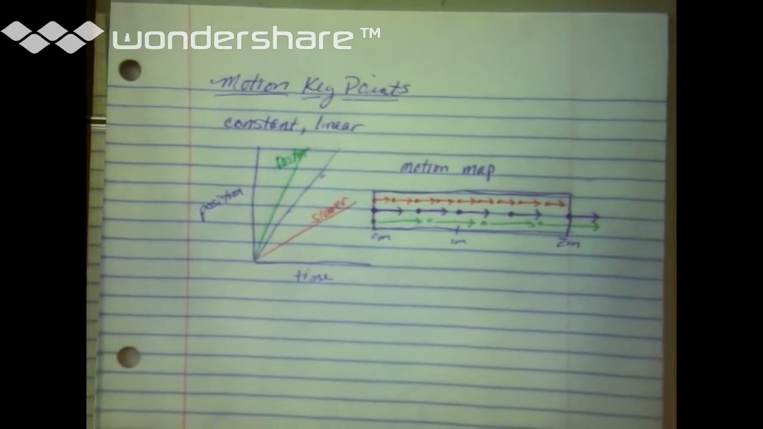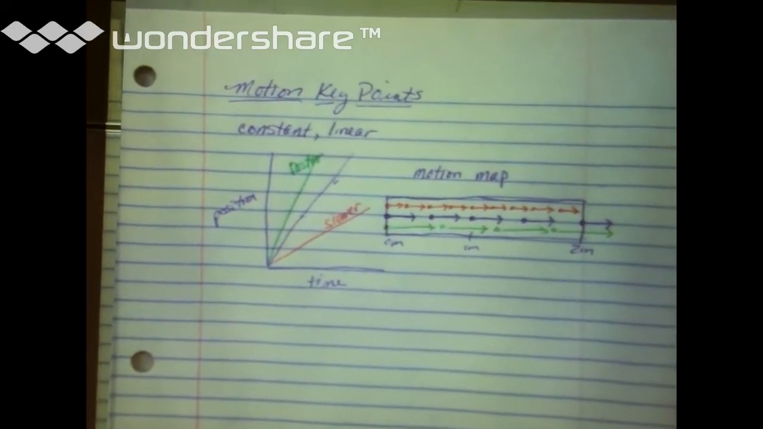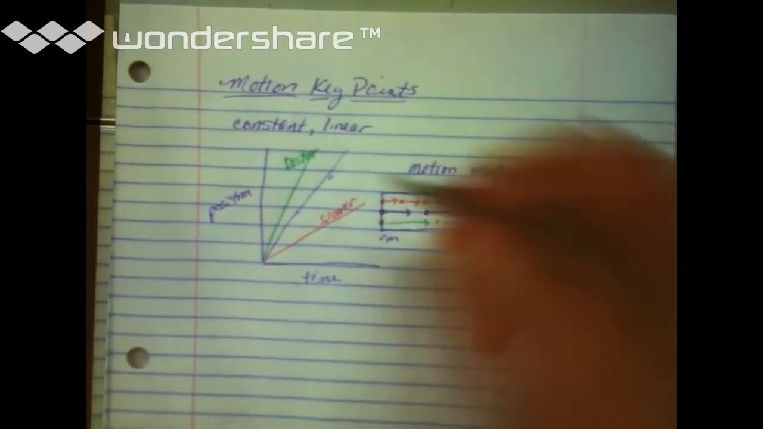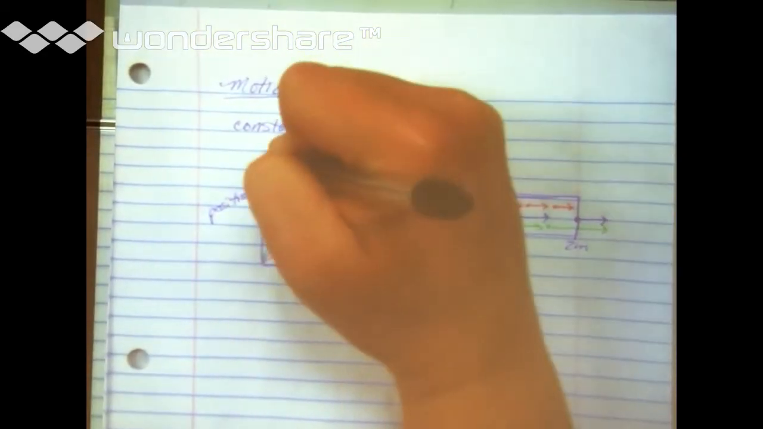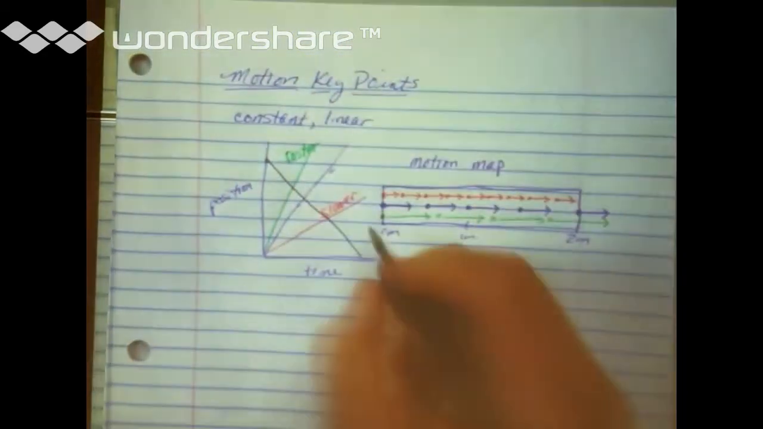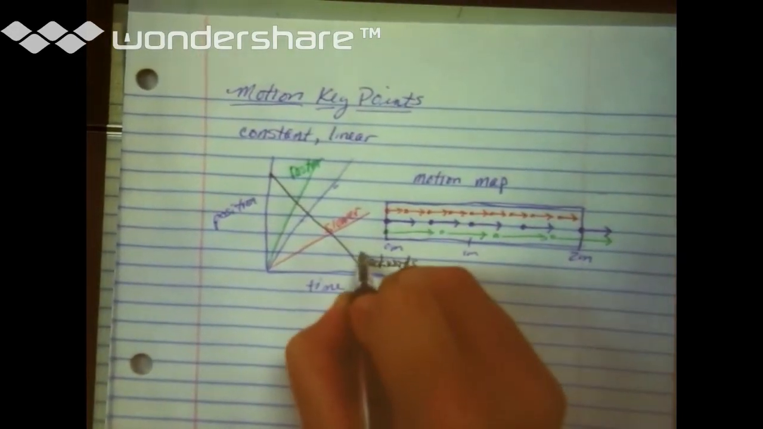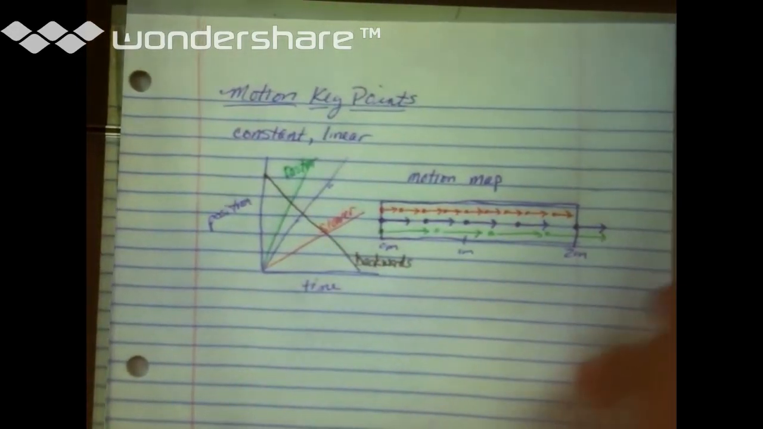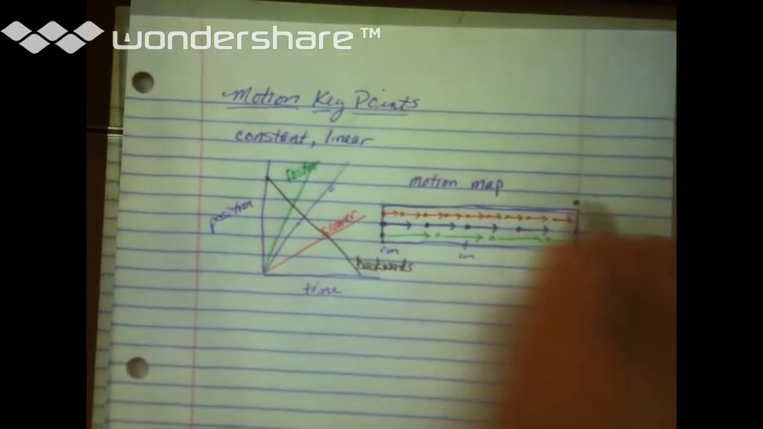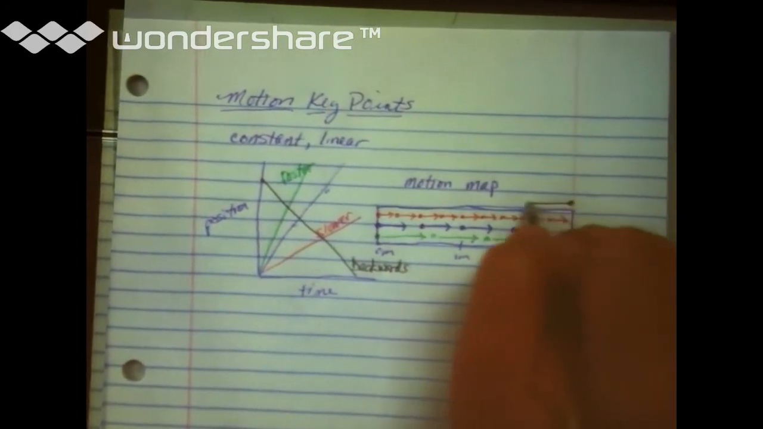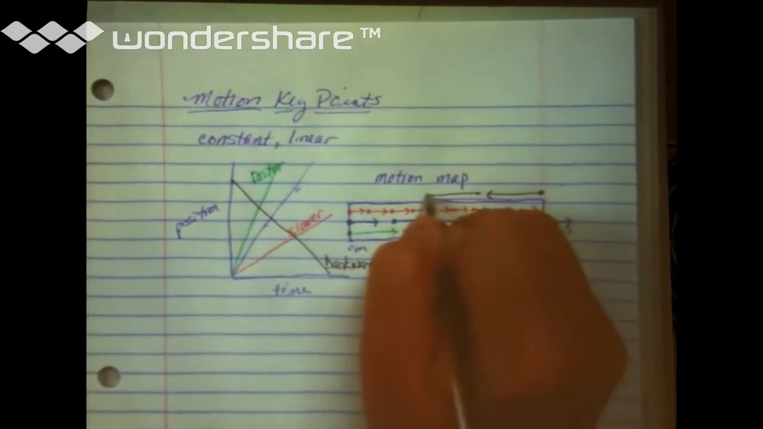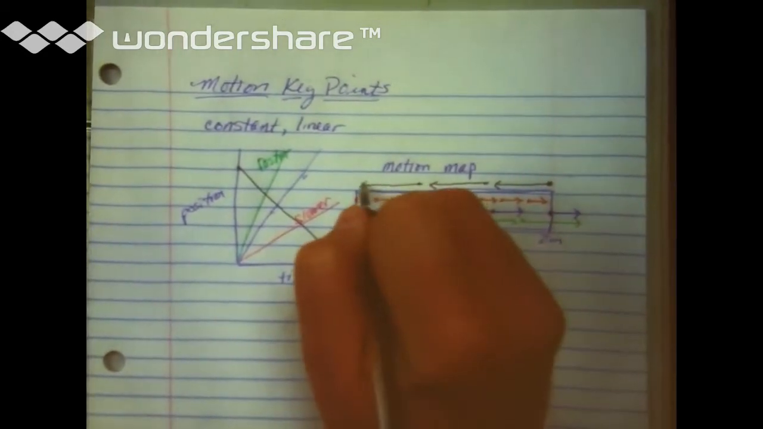Now, funner yet, if I have an object that starts at the 2 meter mark and goes to the origin, then I'm going to start at a high position and go to a low position as time goes on. So this part here is going backwards. And I have it going at a medium speed. So I'm going to do a motion map for it here. It's starting at the 2 meter mark and it's moving this way, and it's getting closer and closer to the origin.